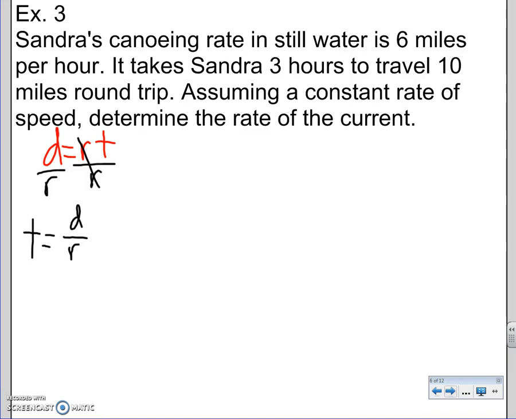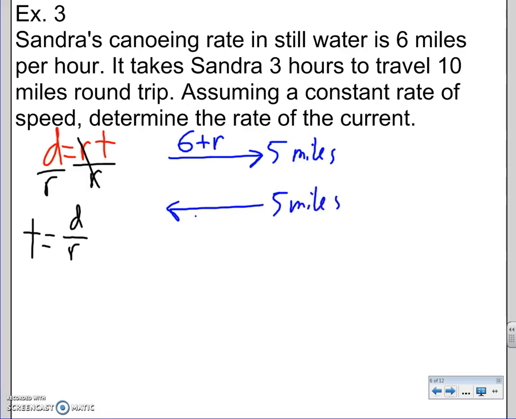She's going 10 miles round trip, means half each way, so 5 miles each way. She's going 5 miles with the current. So she goes 6 miles per hour normally, but the rate of the water pushes her further. So she might be going 9 miles per hour. So she's going 6 plus r one way. Then when she goes back, the other 5 miles, she still goes 6 normally, but the water is now slowing her down. So she goes a little less than 6.